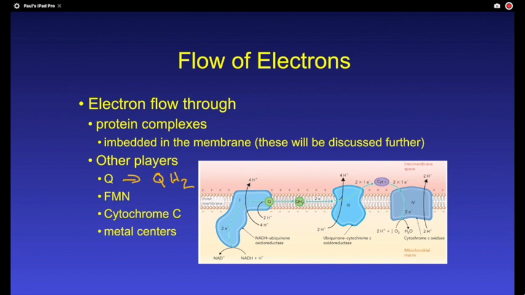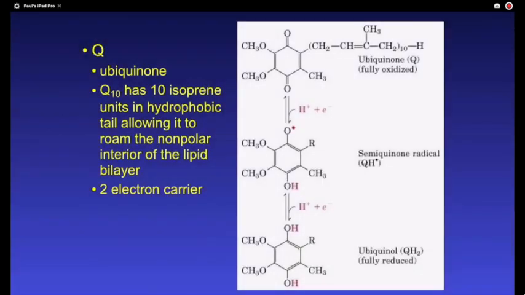FMN is an organic molecule that will be embedded in some of these proteins that accept electrons. A protein called cytochrome C is a player. And then basic metal centers can actually accept electrons, and they will be in this pathway. So let's look at the players before we actually look at the process. Q is called ubiquinone. You may also see it as Q10.